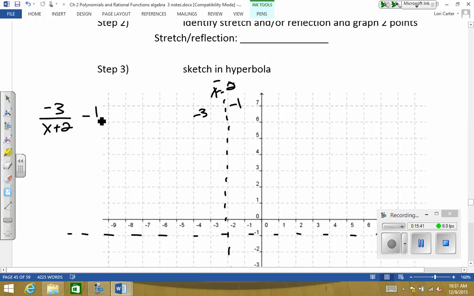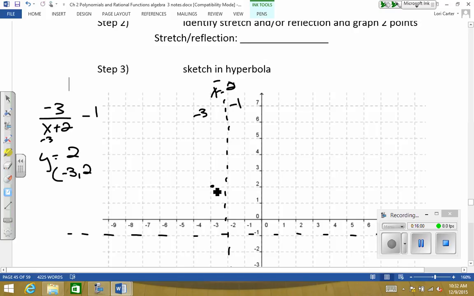Correct. Okay, we're plugging in -3 right here. So -3 plus 2, -1, -3 divided by -1, 3. 3 minus 1, 2. So when I plugged in -3, I got 2. -3, 2. Put a dot.